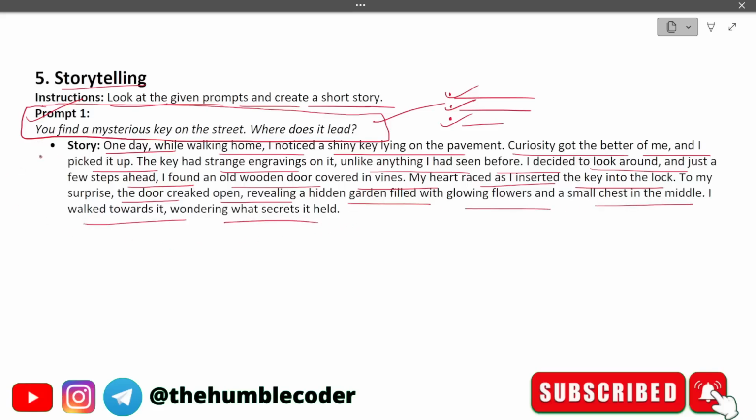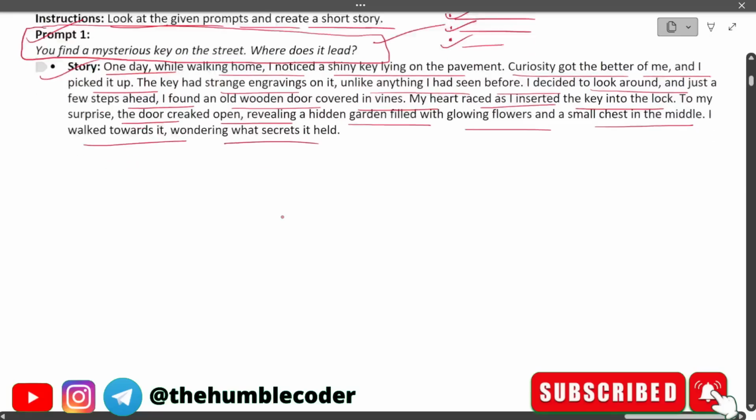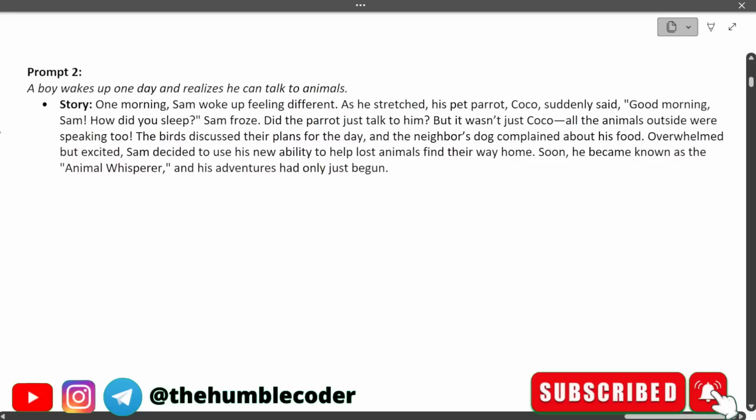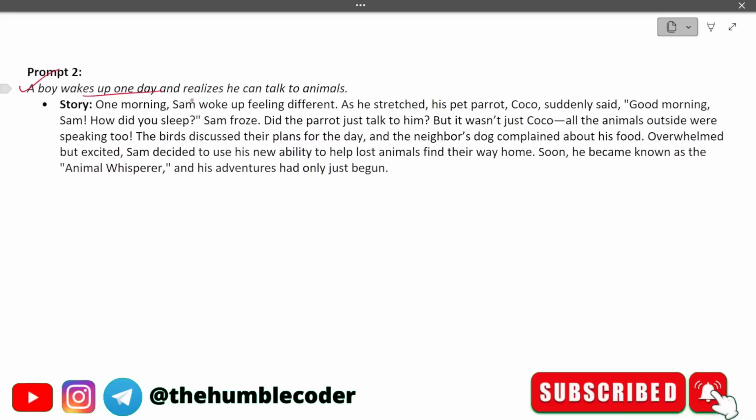Now guys, you might have felt that the language of this is very tough. So you don't have to speak in this language. You have to speak in your normal English or your normal vocabulary. There might be a possibility that you are not very good with vocabulary or English words. So you should use only those words which you are comfortable with in your day-to-day life, because then only you can pronounce those words properly. Let's see the next prompt that we have. The prompt is, a boy wakes up one day and realizes he can talk to animals. So you have to speak a paragraph on this topic. Let's see what you can say.